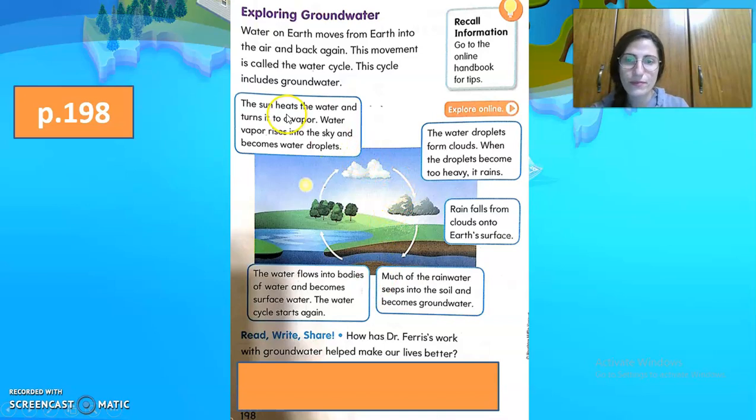Okay? The sun heats the water and turns it to a vapor. Vapor is the gas state of water. Okay? It's a gas. You cannot see it. The water vapor rises into the sky and becomes water droplets. The water droplets form clouds. When the droplets become too heavy, it rains. Rain falls from clouds onto Earth's surface. Much of the rainwater seeps into the soil and becomes groundwater. The water flows into bodies of water and becomes surface water. The water cycle starts again.